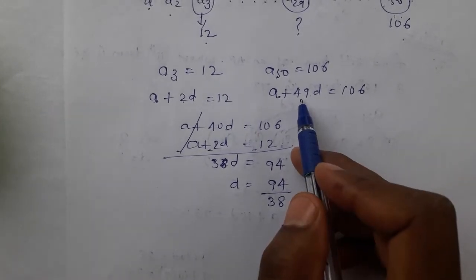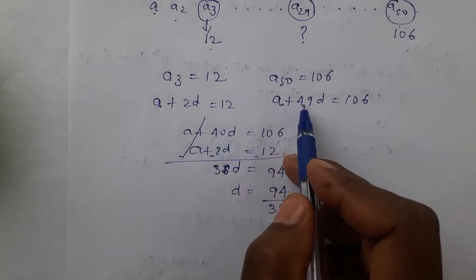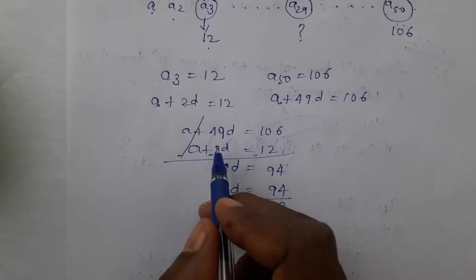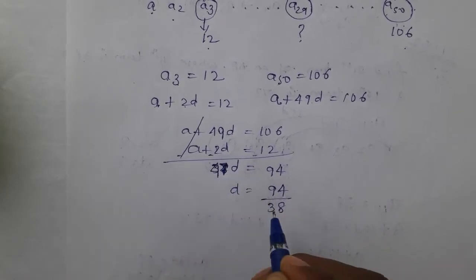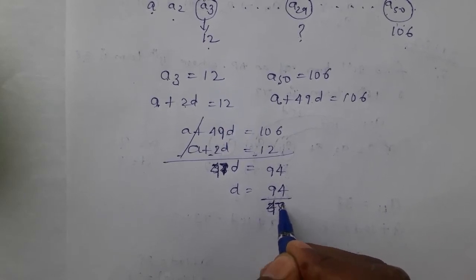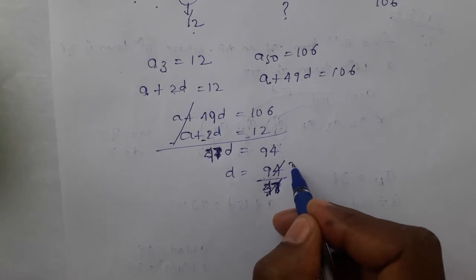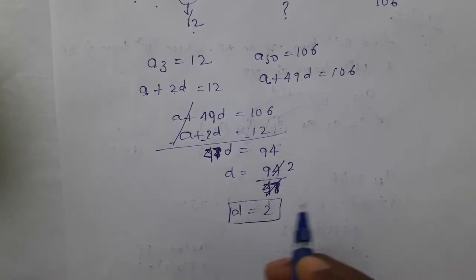See here, this is a 49D. By mistake I took here 40D. It is for A plus 49D. So we make this as 49. In 49, 2 is subtracted, it is 47. So it is 47. So 47 doubled is 94. So 47 2s are 94. D is equal to 2. We got D value 2.